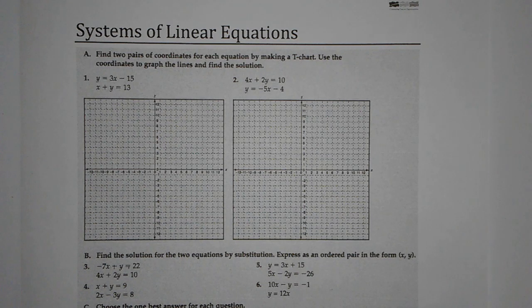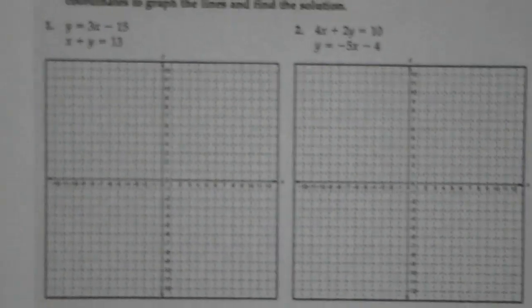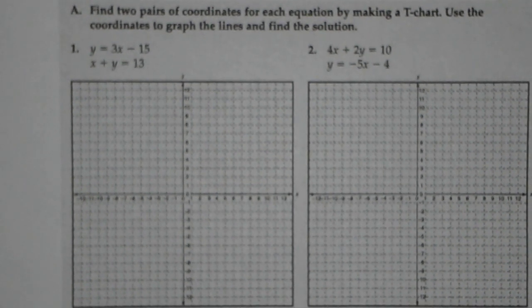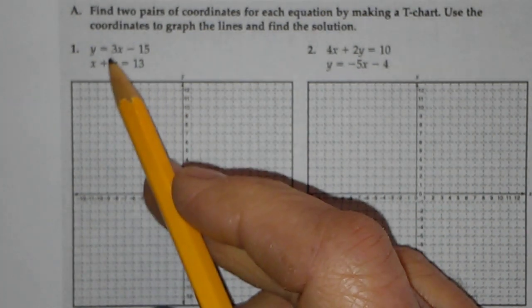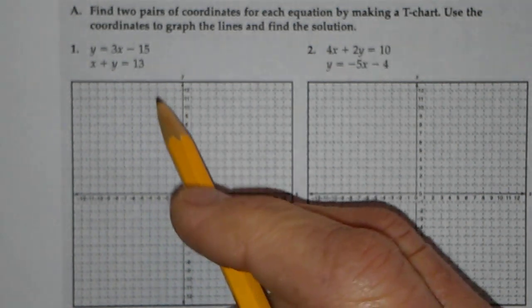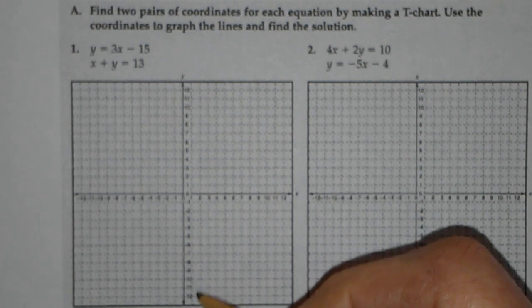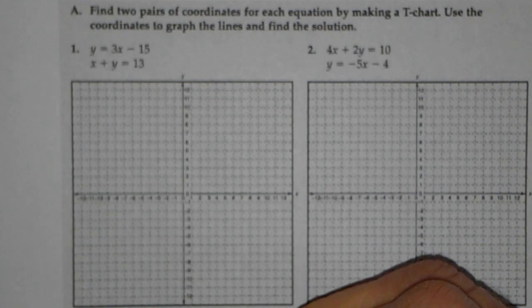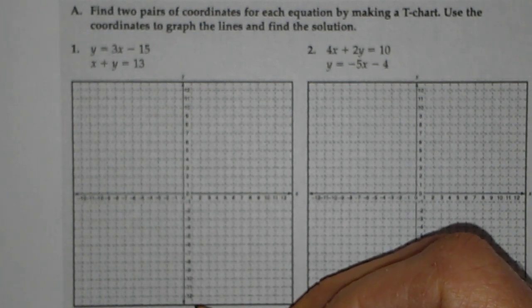Okay, so this is like what we've been doing in part A. Make this a little bit bigger. Okay, y equals 3x minus 15, x plus y equals 13. So let me graph the first one first. Y equals 3x minus 15. So I know the y-intercept is minus 15. Boy, they put that way down here. Minus 15, and the slope is 3x.